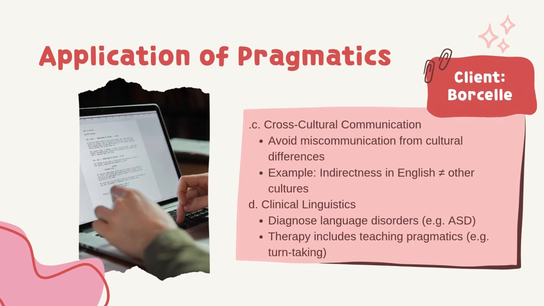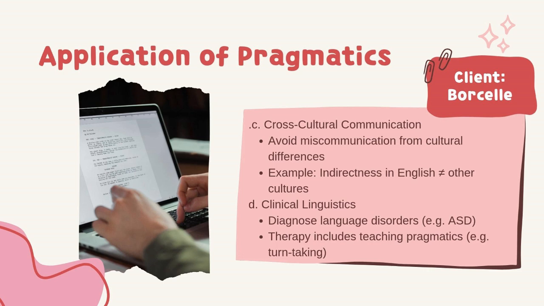And then C, cross-cultural communication. In cross-cultural settings, differences in pragmatic norms can lead to miscommunication. What is considered polite or appropriate in one culture may be perceived as rude or confusing in another. Pragmatics plays a vital role in intercultural communication training by teaching learners how to interpret and produce context-appropriate language. For instance, in English, indirectness is often a marker of politeness. Would you mind helping me? While in other cultures, directness may be acceptable or expected.